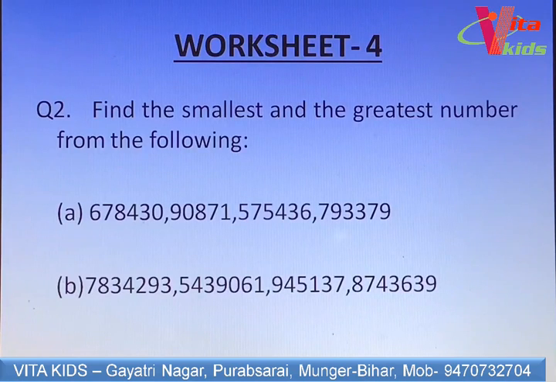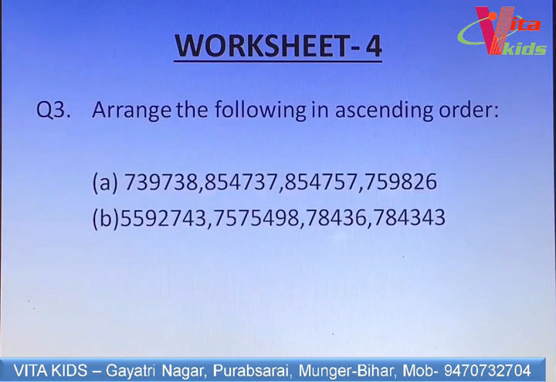Then the B part, 7834293. Next number is 5439061. After that 945137 and 8743639. Both rules are being applied here. Arrange the following in ascending order. In ascending order, we will write from small to big. So first we'll write the smallest number and then go up to the greatest number.